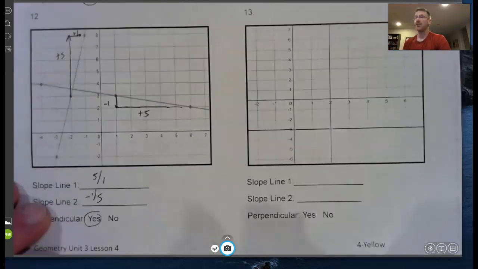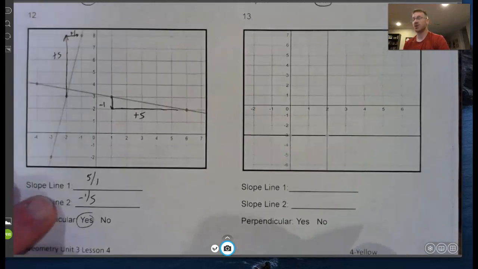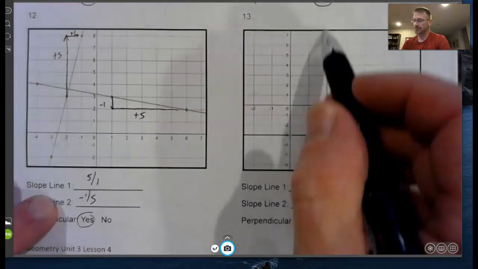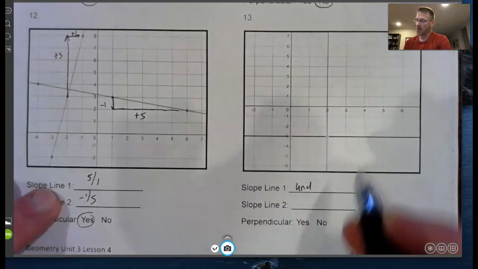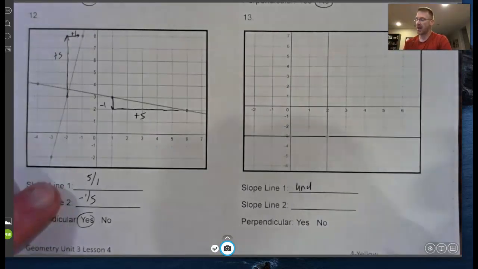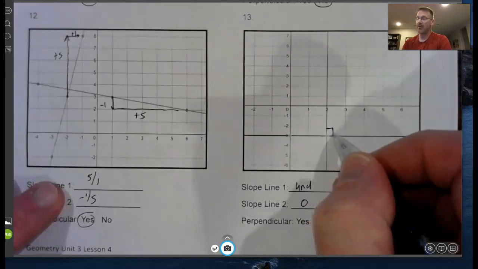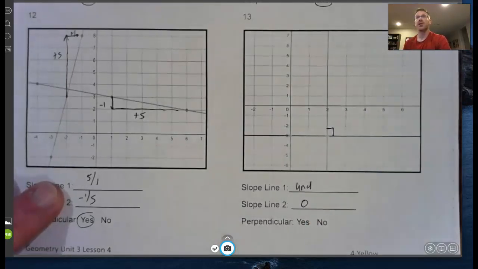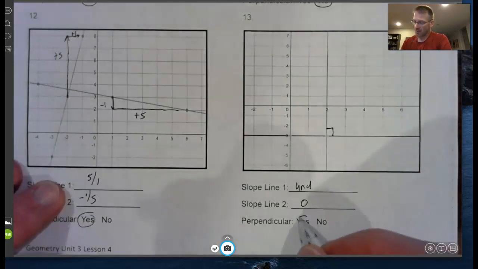Now, once again, final problem here, we're in that special situation. We have a vertical line. The slope of that line is undefined. We have a horizontal line. We know the slope of that line is 0. And we can definitely see that we get that right angle when we have a horizontal and a vertical line. So these lines are, in fact, perpendicular.